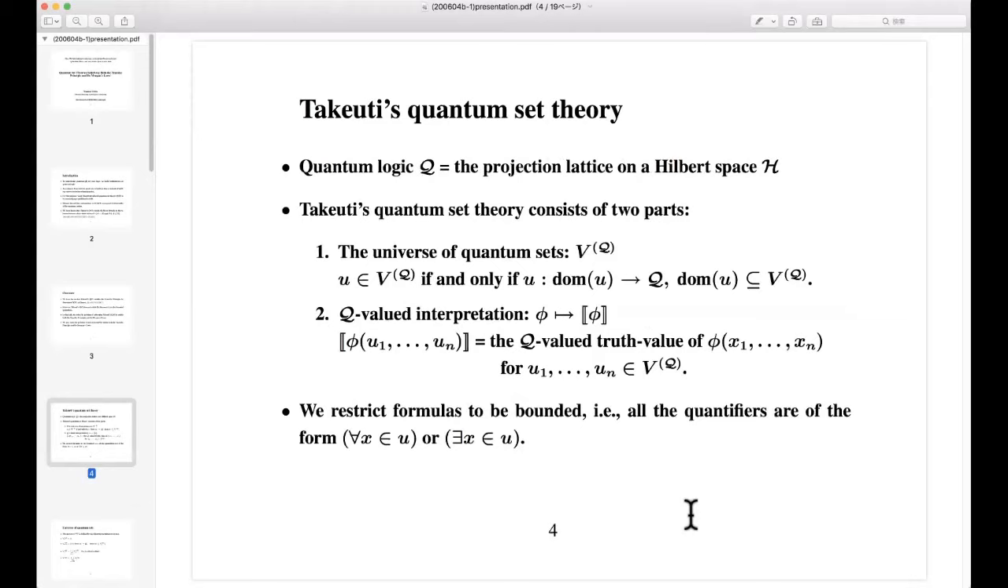Takeuchi's quantum set theory. Quantum logic Q is the projection lattice on a Hilbert space. Takeuchi's quantum set theory consists of two parts: the universe of quantum sets V^Q, and the Q-valued interpretation of all the formulas in set theory, assigning the value in the quantum logic.